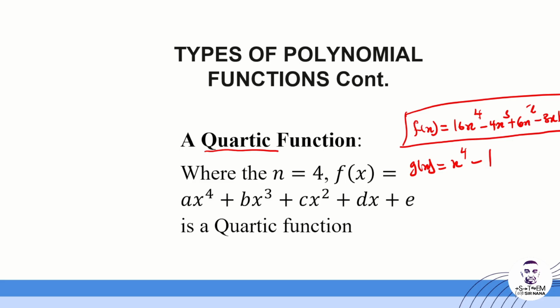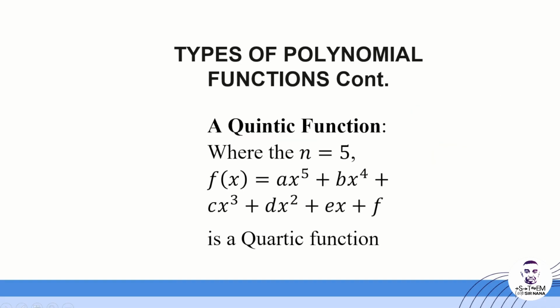So far as the highest power of the x is 4, then irrespective of the fact that the other terms are not there, it could represent the fact that those ones are 0x raised to the power cube, right? Or 0x raised to the power squared. So this is also a quartic function.